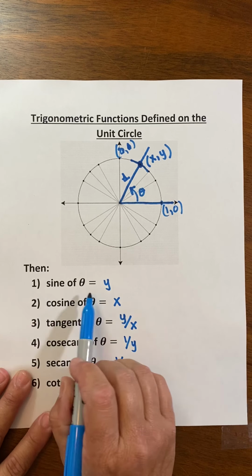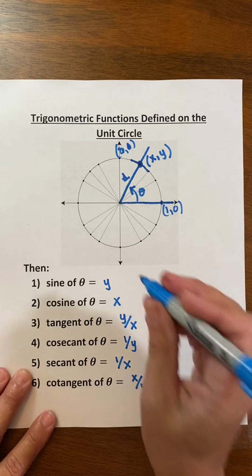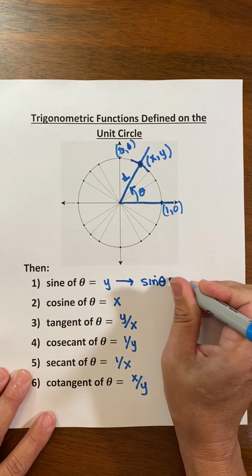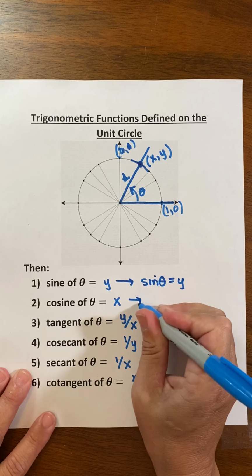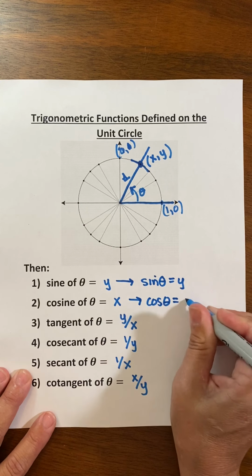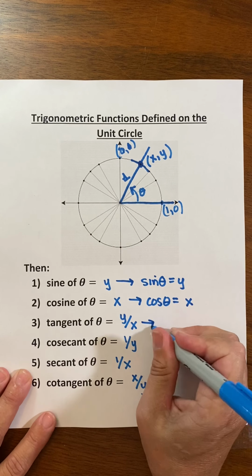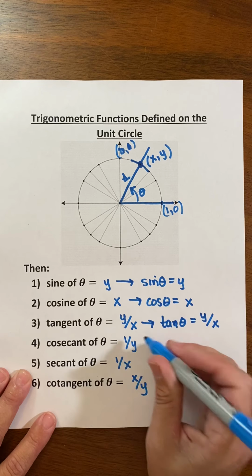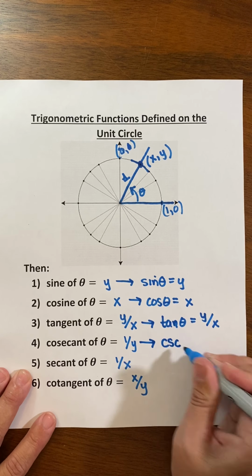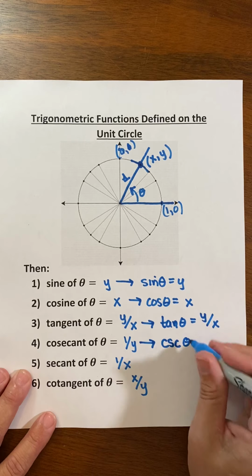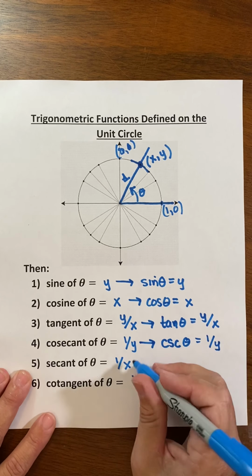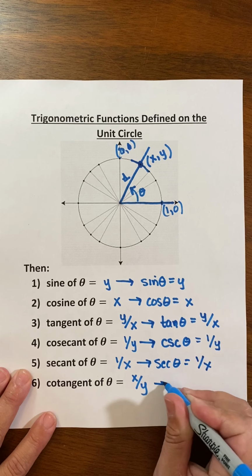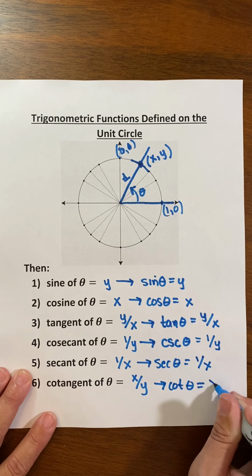Now, I'll never write out sine, cosine, tangent, all these full names again. We abbreviate the sine as sin, so the sine of theta is the y coordinate. The cosine of theta is the x coordinate. The tangent of theta is equal to the y coordinate divided by the x coordinate. The cosecant, abbreviated CSC, is the reciprocal of the y coordinate. The secant is the reciprocal of the x coordinate. And the cotangent, abbreviated COT.